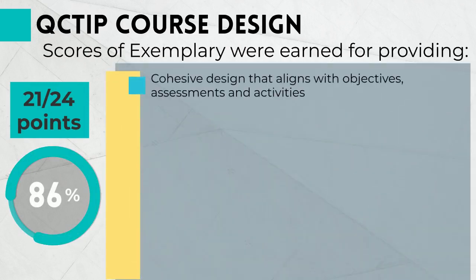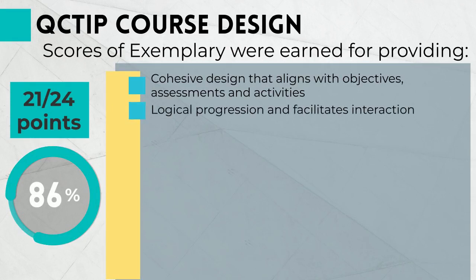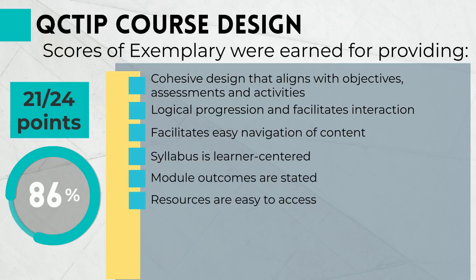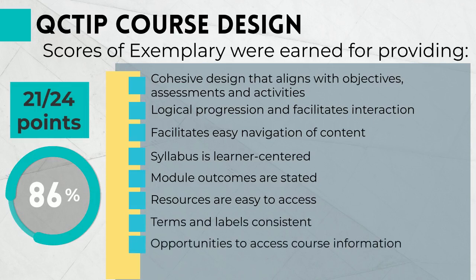Course design is cohesive and aligns the course objectives, assessments, and activities. Content has logical progression and facilitates student interaction and understanding. The course is designed to facilitate easy navigation of course content. Course syllabus is learner-centered and it sets the tone for learning and engaging the student. Course module or unit outcomes are stated. Course resources are clearly identified and easy to access. Terms and labels are consistent throughout the course shell. Course offers multiple opportunities for students to gain information. Textbooks, ebooks, and online tools work seamlessly with the LMS.